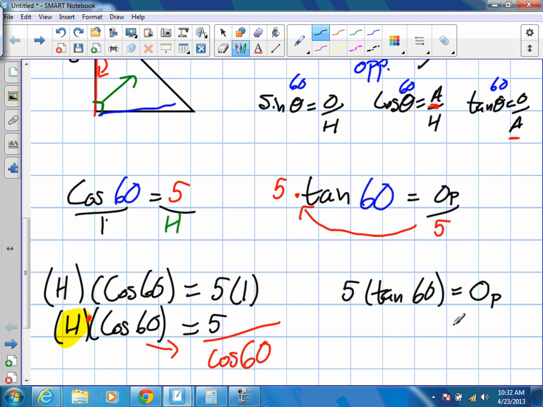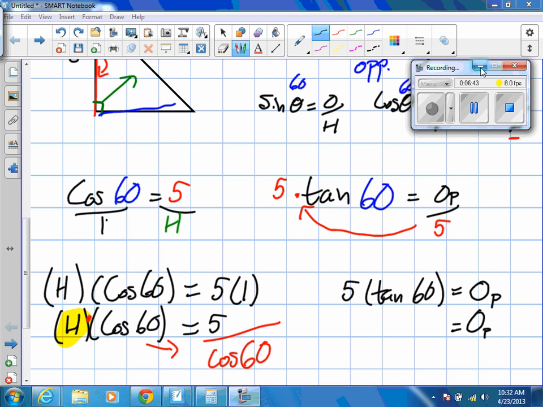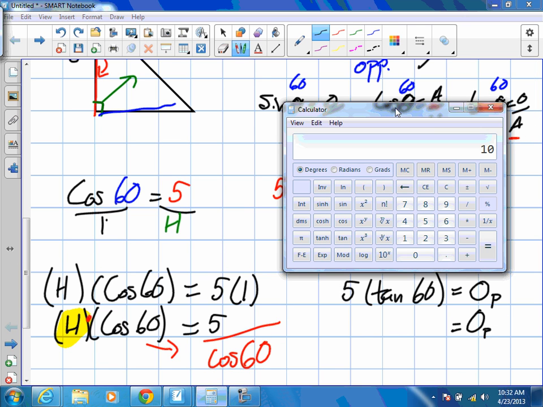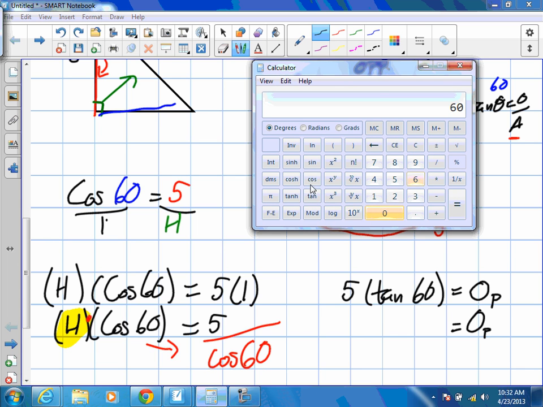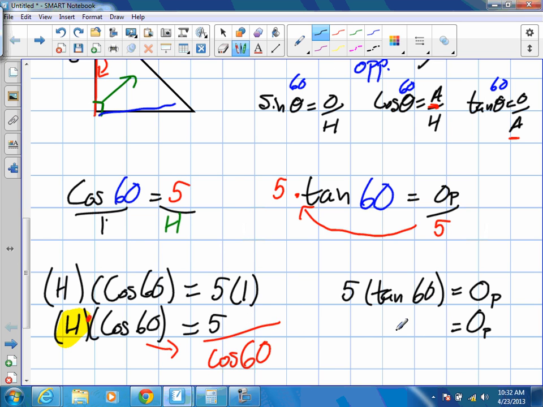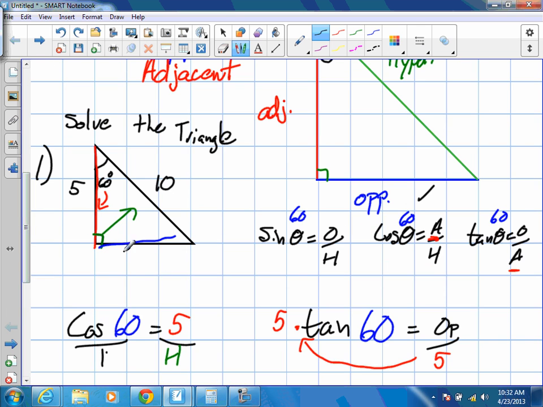So our O, or opposite side, is equal to, whoops, wrong one, 60 tangent times 5, 8.66. Okay? So our opposite side in this case is 8.66. Now there would be a really quick way to solve this, but I want to work with sine, and I want to show you how to solve for an angle in this case.